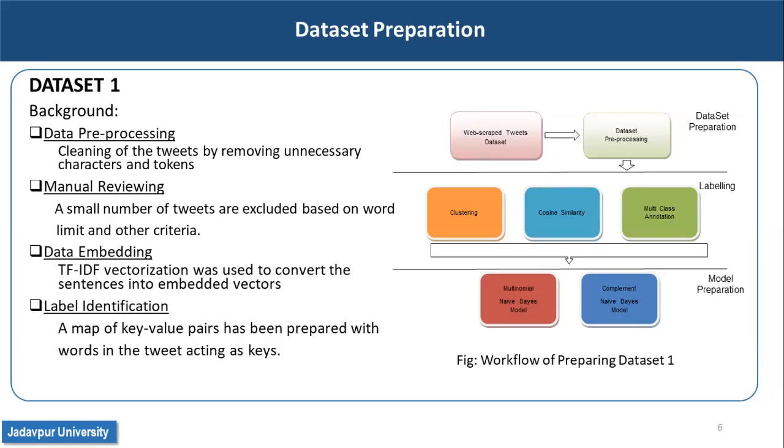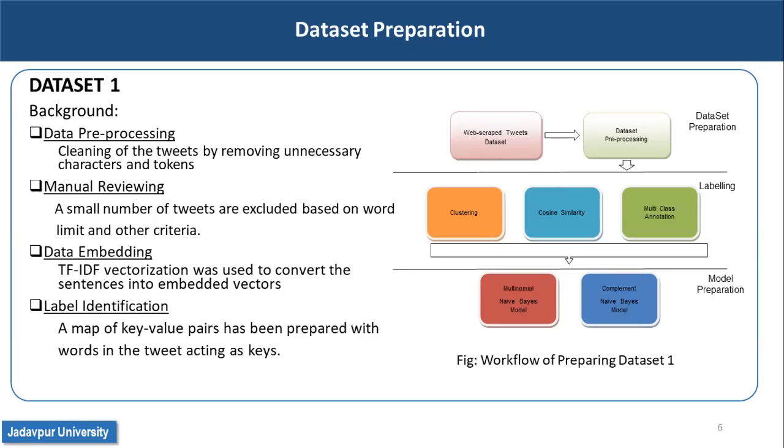Then the labeling part. Different kinds of labeling have been done to generate the labels. The data is unlabeled, and clustering, cosine similarity and multi-class annotations have been done to generate a dataset containing the annotations of the tweets. Finally, the model has been prepared: multinomial and complement Naïve Bayes models have been implemented. This is for dataset one.